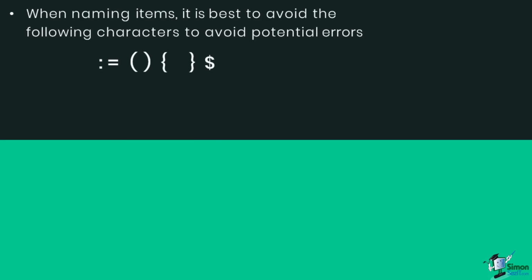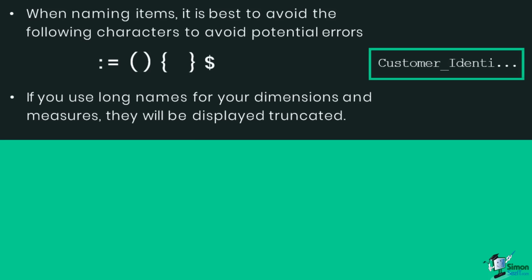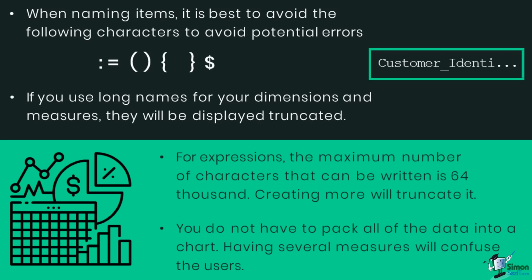When naming items, it is best to avoid the following characters to avoid potential errors: colon, equal sign, open and close bracket, open and close curly brackets, and the $ sign. If you use long names for your dimensions and measures, they will be displayed truncated. Three dots will be shown as a suffix to denote that part of the name is hidden. For expressions, the maximum number of characters that can be written is 64,000. Creating more will truncate it.